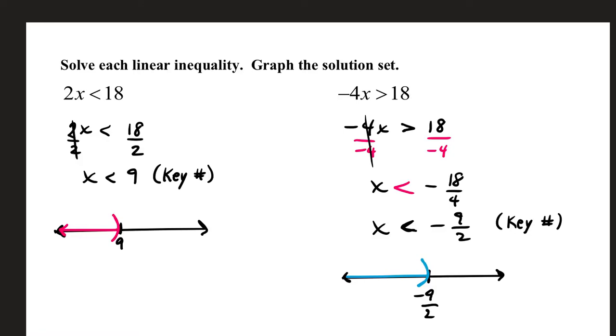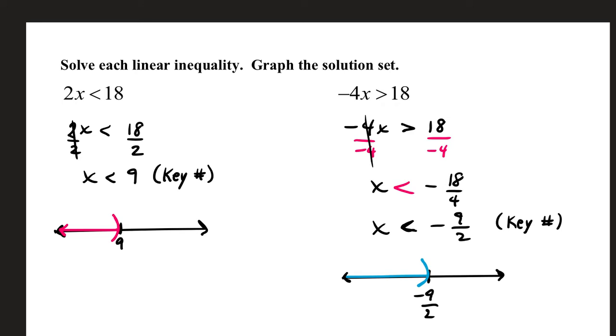Solve each linear inequality and graph the solution set. When you solve a linear equation, you go through a process of steps where you move all of your terms that contain variables to one side and all of the terms that do not contain a variable to the other. And you can use adding and subtracting to move all these terms around.